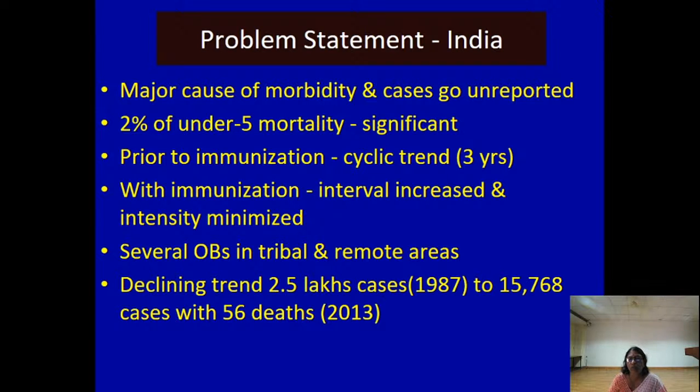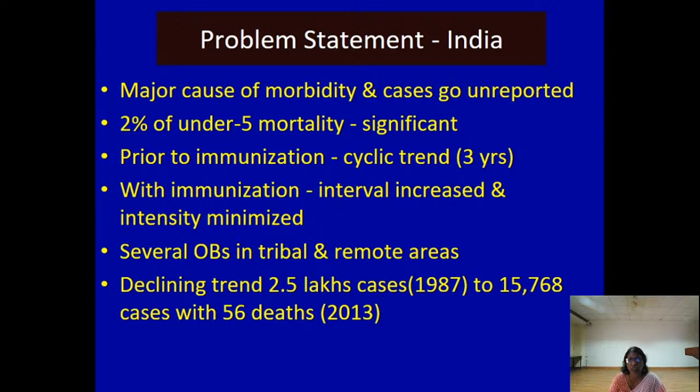It is the major cause of morbidity and cases go unreported. Most of the cases go unreported. 2% of under 5 mortality is because of the measles. So there is a significant contribution of deaths due to measles. If 2% of under 5s die because of measles, wherein we have a very potent vaccine, it is not correct. We do not accept it. So let us see what government is doing.